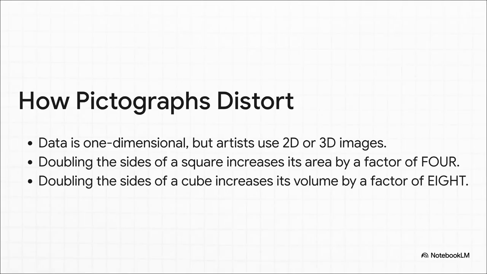And here's the simple math behind the deception. If you have a one-dimensional number, like a budget, but you represent it with a two-dimensional shape, well, doubling the budget doesn't just double the shape's height. It doubles the width, too, and that increases the area and the visual impact by a factor of 4. And if you use a 3D object like a cube, it's a factor of 8. This is Visual Deception 101. It's an easy, powerful way to make a small change look enormous.